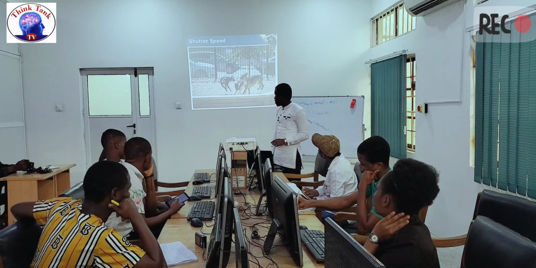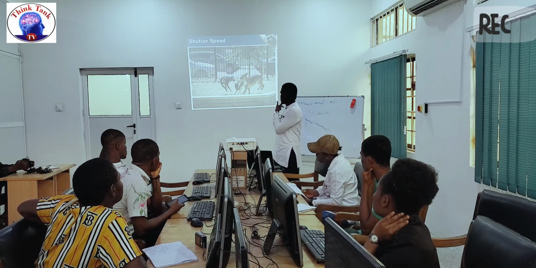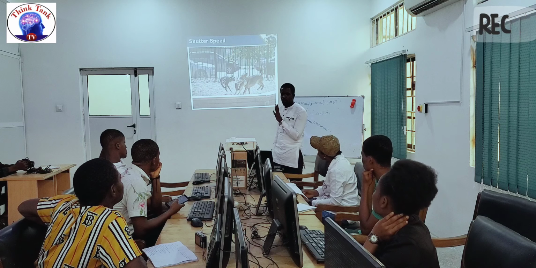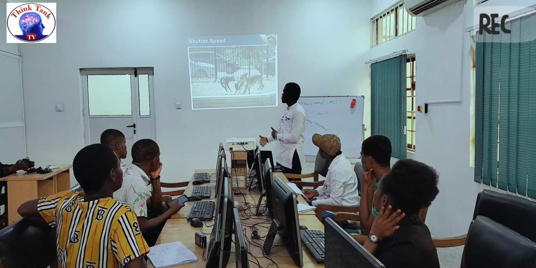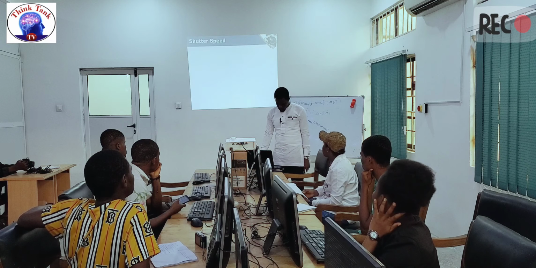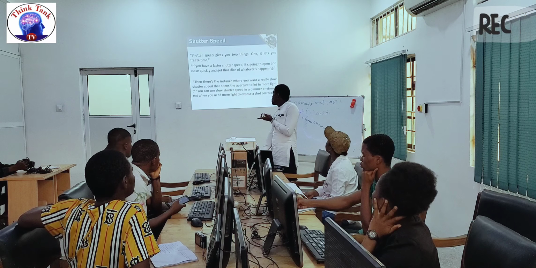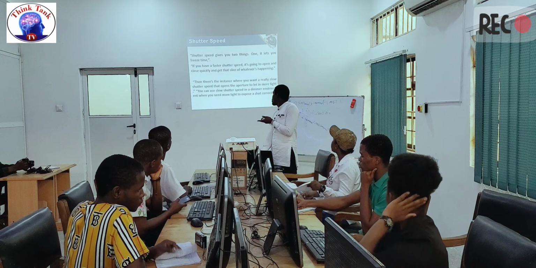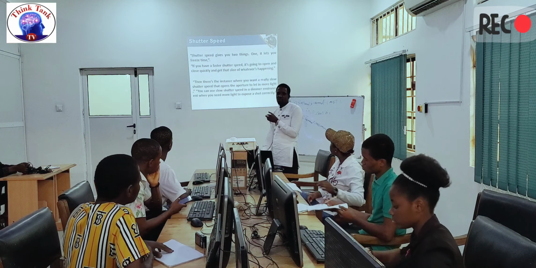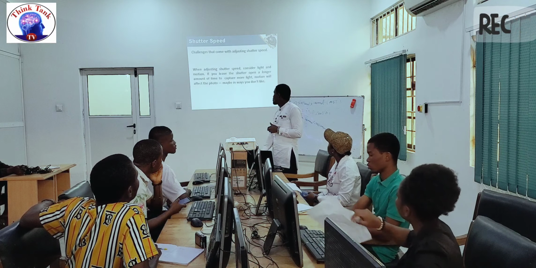Now, for this example, as you can see, I think they are frozen. The motion is captured. It's not blurry. So this is a very fast shutter speed. So let's go on. We've handled this already. We're going further.